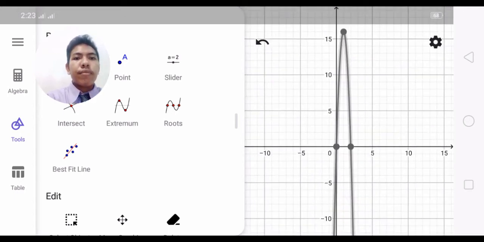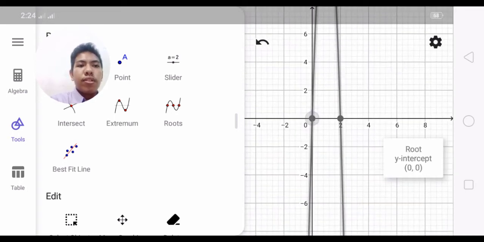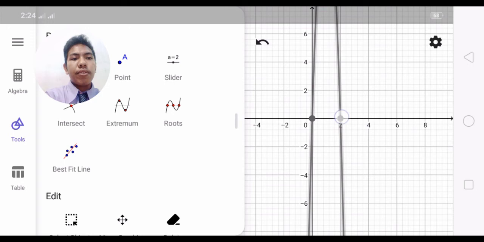Okay. So, the graph intersects the x-axis at (0, 0) and (2, 0). So, here it is. Our y-intercept is just the (0, 0), and we have (2, 0).